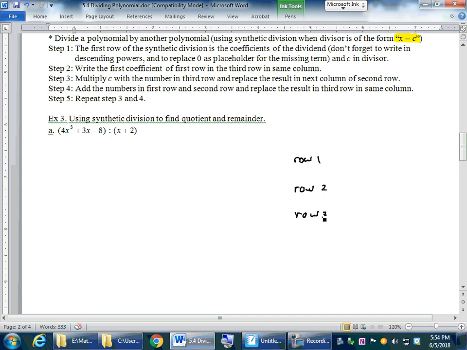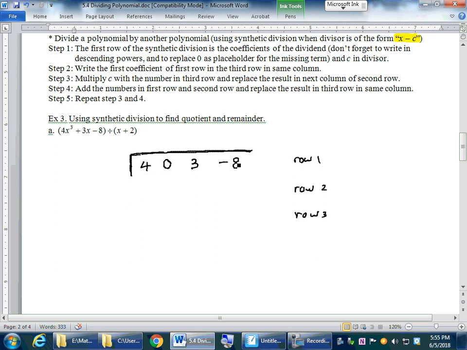Okay, in row 1 we will write the coefficients of the dividend, and the same thing as before, you have to write it in descending power, and all the missing terms you have to replace by a placeholder 0. So the coefficients of my dividend will be 4. Since the x squared term is missing, I'm going to replace it by 0, and then the x term, and then the constant. So you can see that 4x to the third, no x squared, 3, and minus 8.